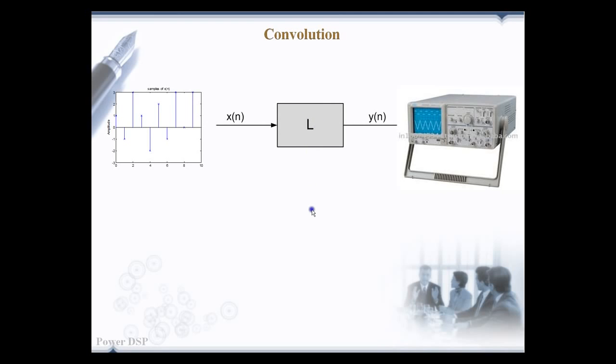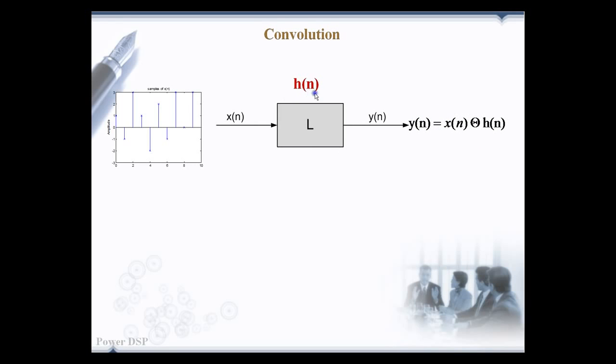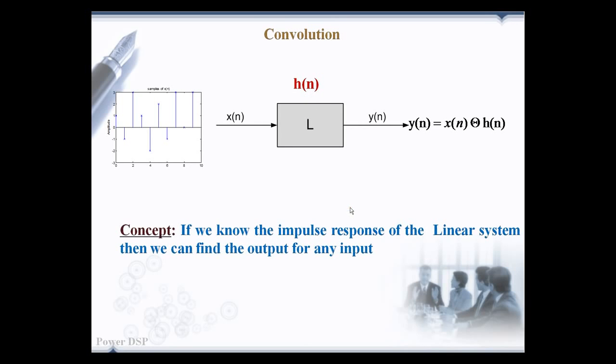On the other hand, if we know the impulse response, we can find the output very easily by just convolving the input with the impulse response, without needing to know much about the system. Moreover, we can find the output for any input if the impulse response of the system is known. So the concept is very simple. If we know the impulse response of the linear system, then we can find the output for any possible input. Next, we will understand this concept with an example.